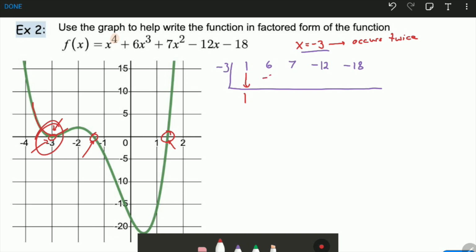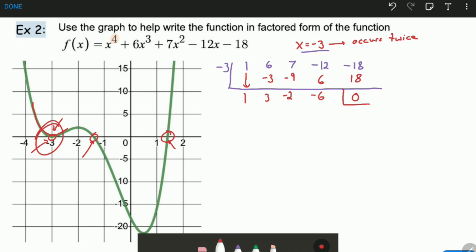-3 times 1 is -3. Add them. -3 times 3 is -9. -9 plus 7 is -2. -3 times -2 is +6. And +6 plus -12 is -6. -3 times -6 is +18. And then add on, we get the remainder of 0.